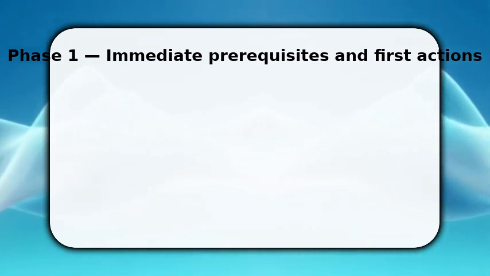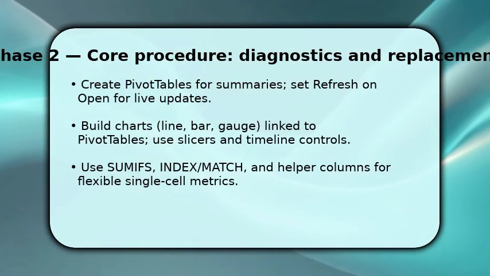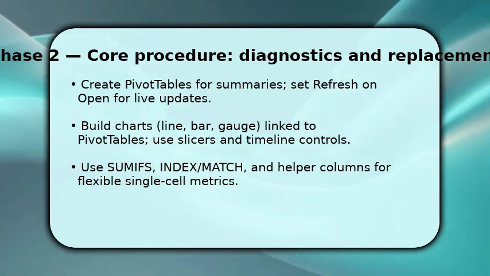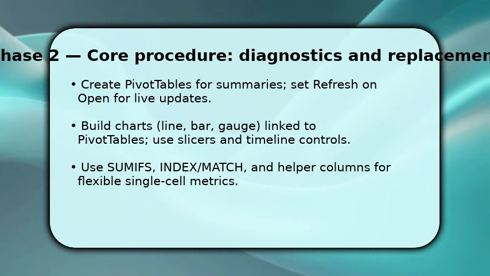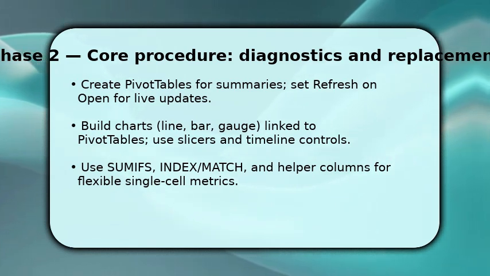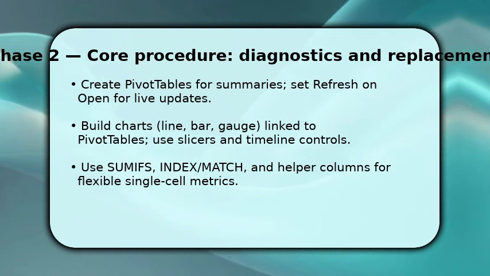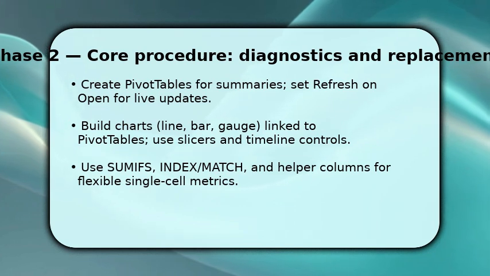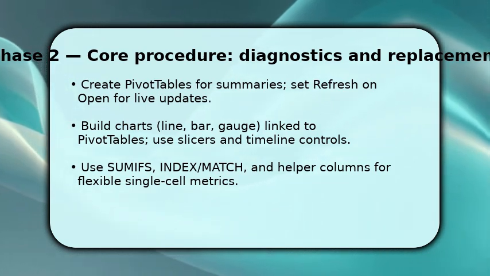Now you layer analytics. Insert pivot tables to summarize tasks by owner, status, and dates, and set them to refresh on open. Then add charts: a progress line, burn-down bar, and a simple gauge to visualize trends. Use slicers and a timeline to make filters immediate. They let you slice by owner or sprint without rebuilding views.